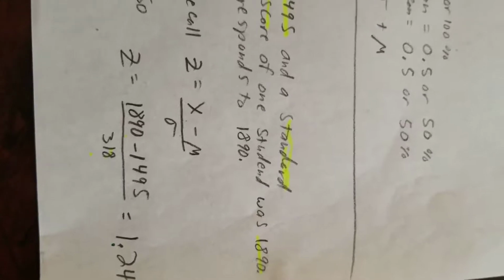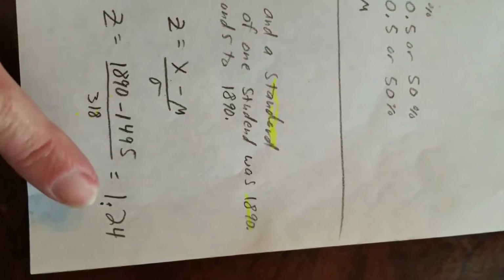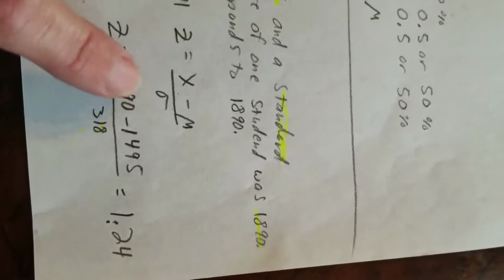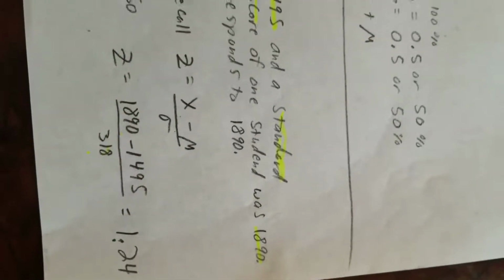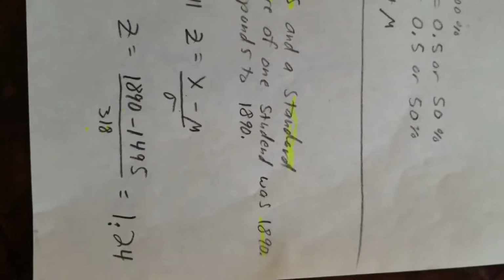Okay, be very careful when you put it in your calculator. You want to say 890 minus 1495 equals, then divided by 318, or put parentheses around this. Very, very important. Okay. Now, what does this mean? What would this look like? If I told you to graph Z equals 1.24, where would that go?